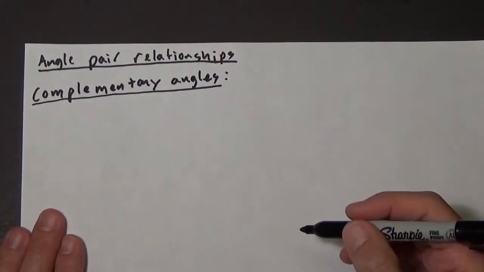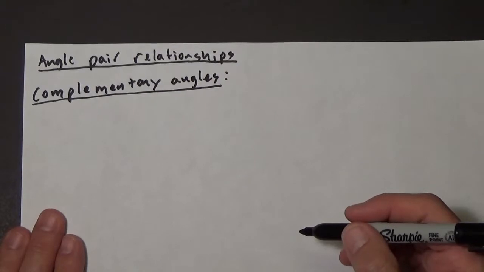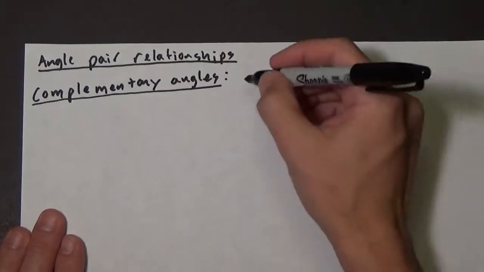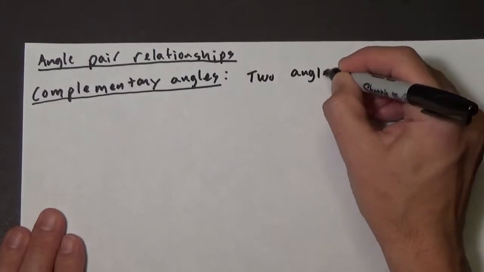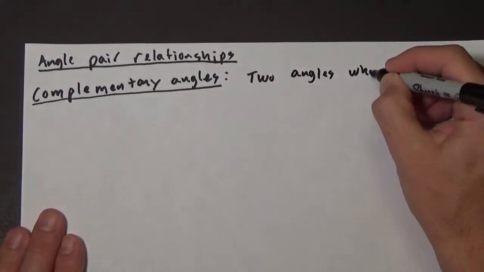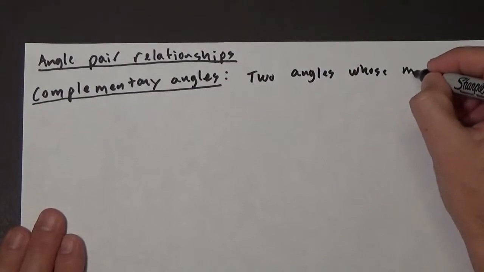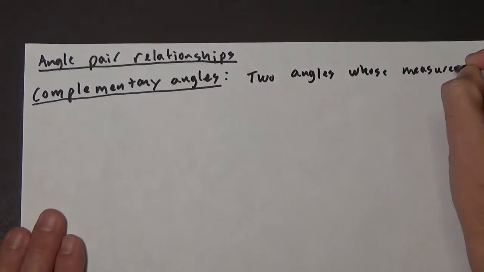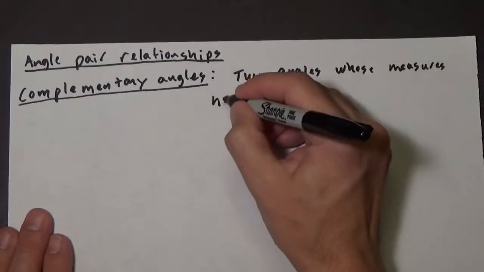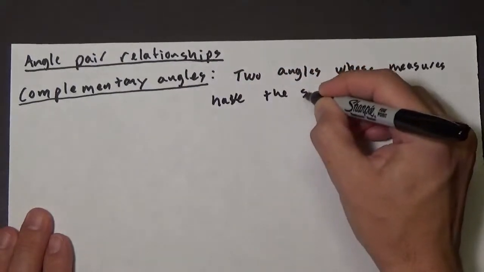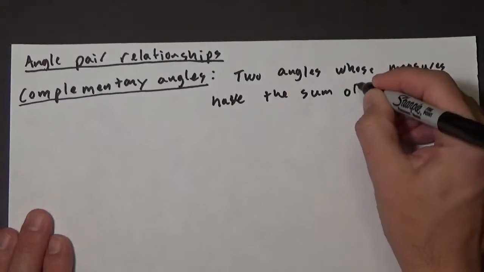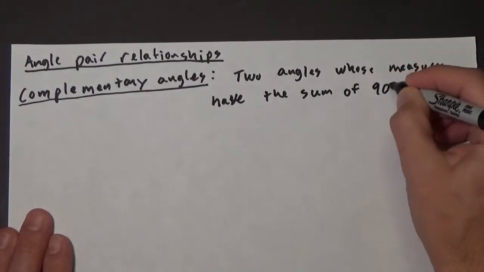All right, so complementary angles are two angles whose measures have the sum of 90 degrees. So two angles whose measures have the sum of 90 degrees.